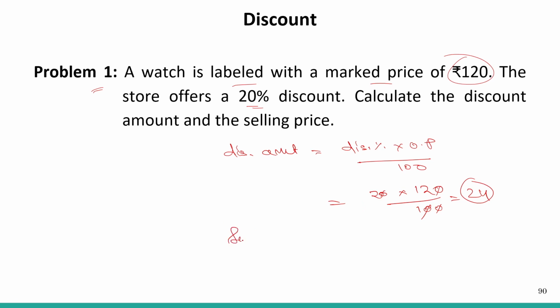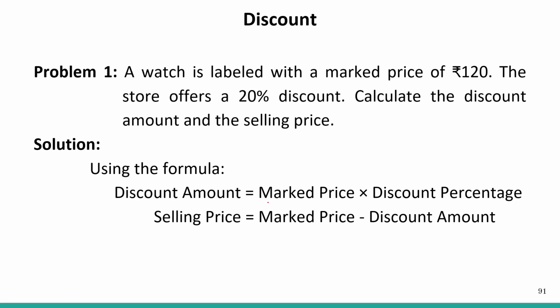So the final selling price is equal to 120 minus 24, that is equal to 96 rupees. So you will be getting the watch at 96 rupees. Let's see the step-by-step solution.